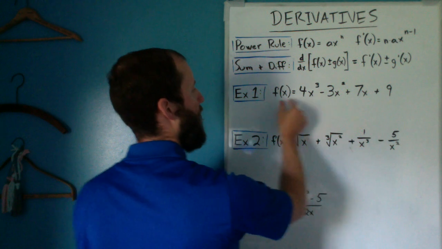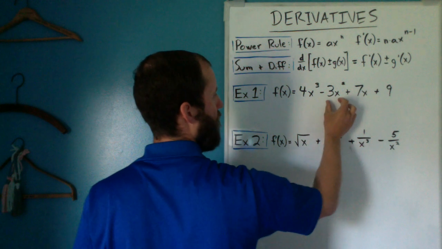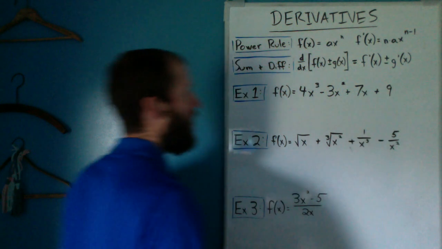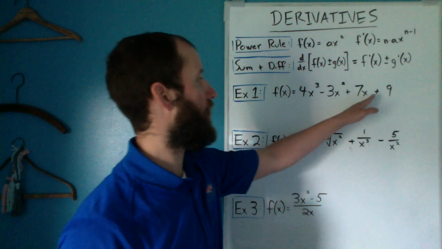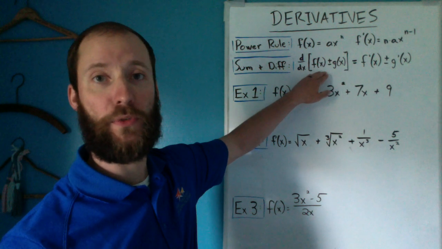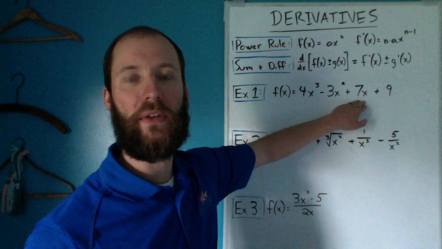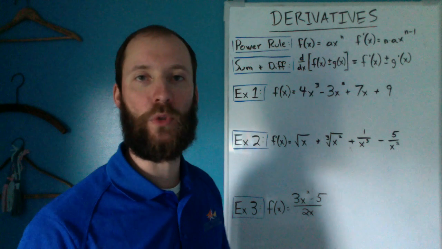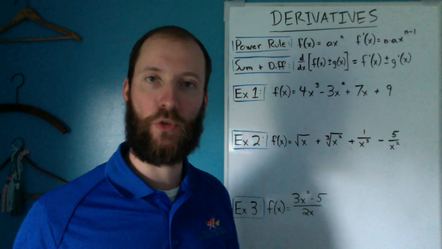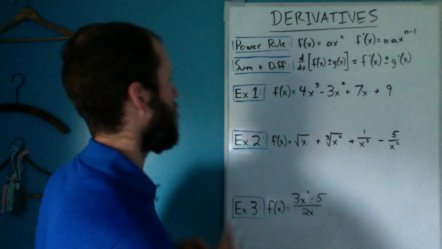So example 1, f of x equals 4x cubed minus 3x squared plus 7x plus 9. Now we have a minus and a plus, so we're going to use the sum and difference rule. And then each one of these pieces is a power with an exponent, so we're going to use the power rule. So you're going to use multiple rules. They kind of stack up on each other.